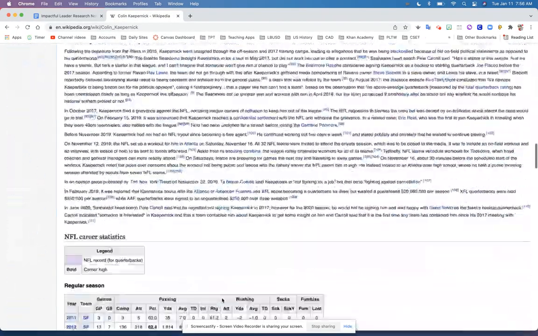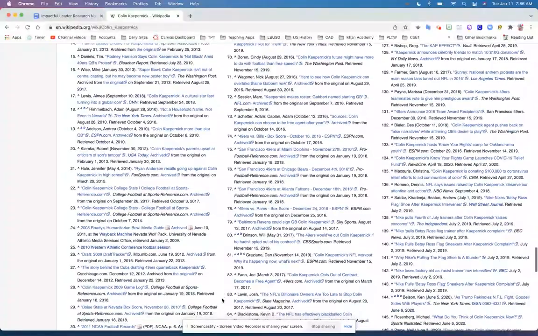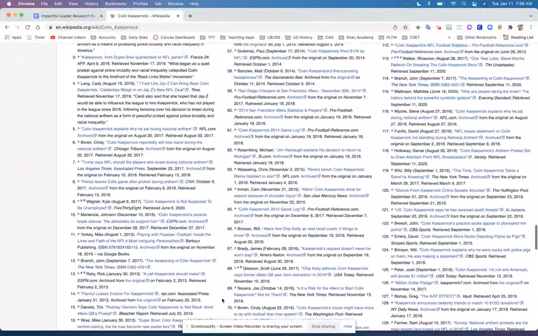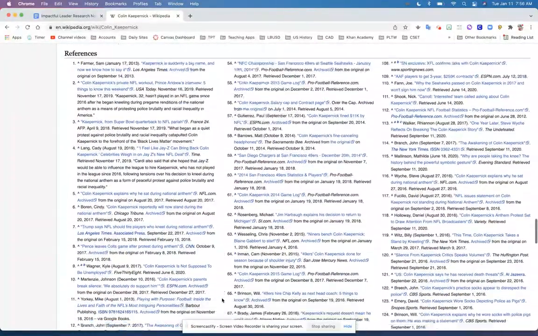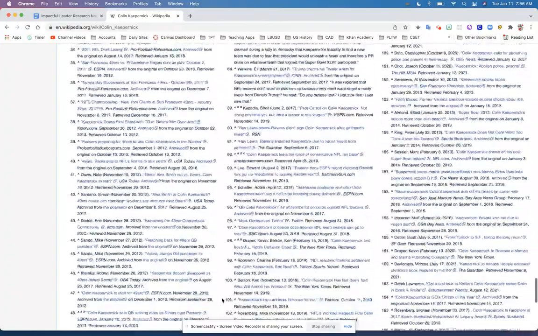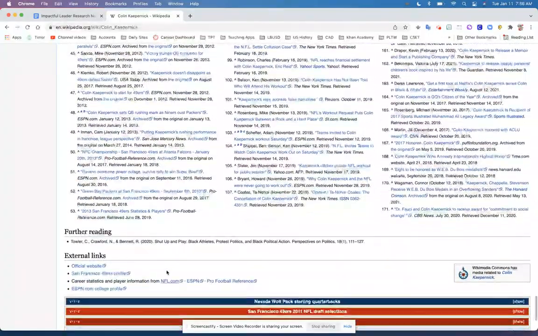can find those here. But if you scroll all the way down to any Wikipedia page and you go past even references, continuing down, further reading and external links. These are going to be a great place to find sources that are reliable about the person that you choose to research. Okay, so he has an official website. That's a great resource to use. So I'm going to go ahead and click on it.